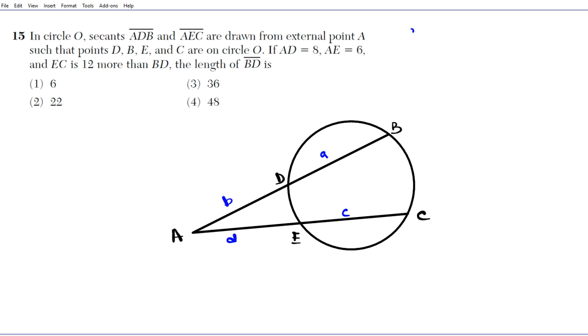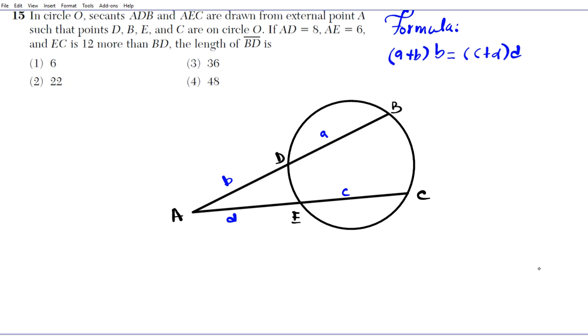So the formula that we're going to be using for the secants is the sum of the length of the first secant A plus B times the length of the exterior portion of the secant B is equal to the length of the second secant C plus D. Okay, C plus D is the entire length times the exterior part of the secant D. Alright, so that's basically what we're going to be using to solve this problem. Now let's use the information that we're given to populate our unknowns and determine what the desired variable is.